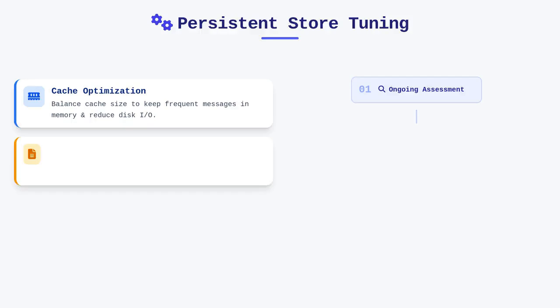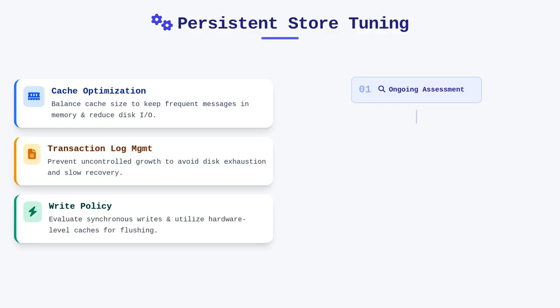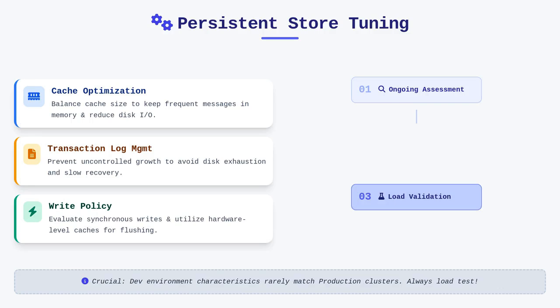When managing transaction logs, ensure that the log volume does not grow uncontrollably, as this can lead to disk space exhaustion or performance degradation during the server startup or recovery phases. You should also consider the impact of the synchronous write policy, specifically evaluating whether your disk subsystem supports the necessary hardware-level caches that can soften the performance impact of frequent flushing. Every configuration change should be validated through load testing, as the performance characteristics of these stores often behave differently when moving from a development environment to a production cluster.